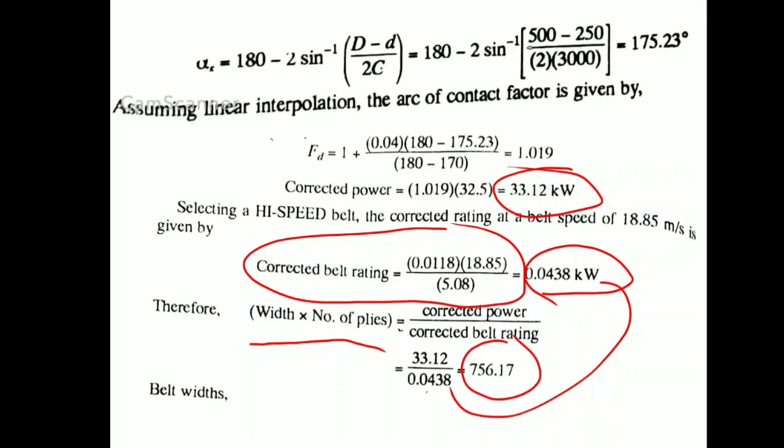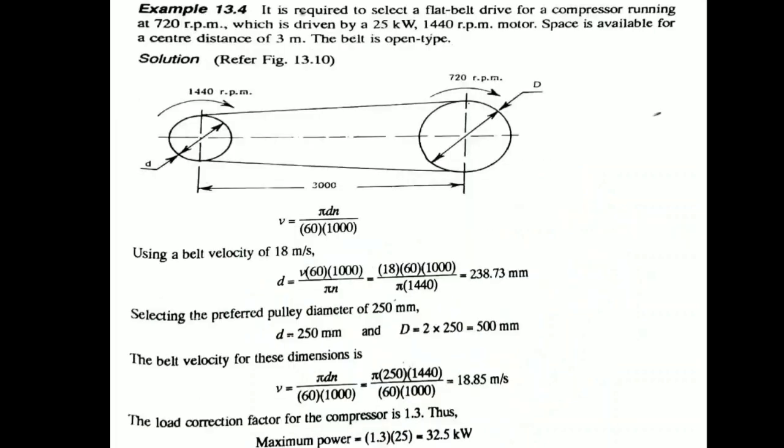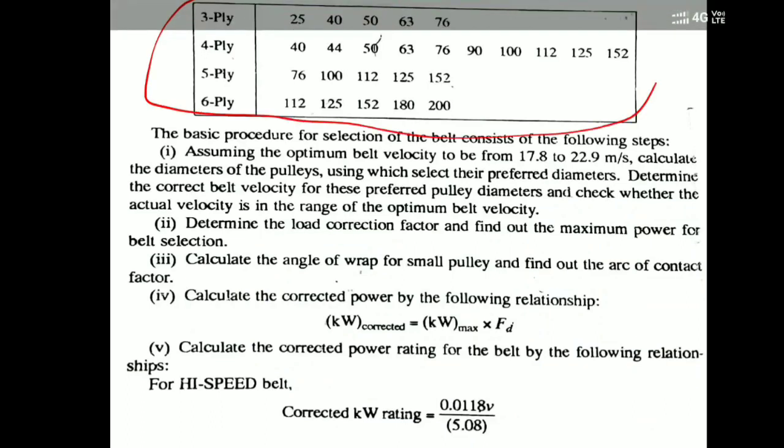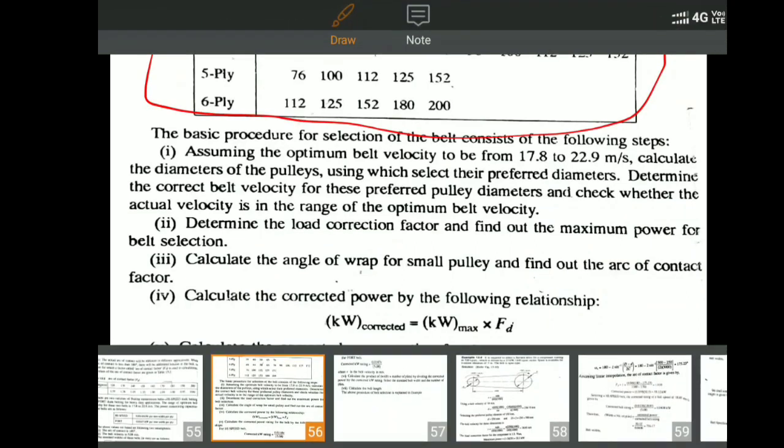Correct? So number of ply is equal to, I will have to divide the width. Or if I want to calculate width, I will have to divide by number of ply. So basically we need to calculate width, because the number of plies charts are given. This will be the chart. Now how to find the width? Check it out.